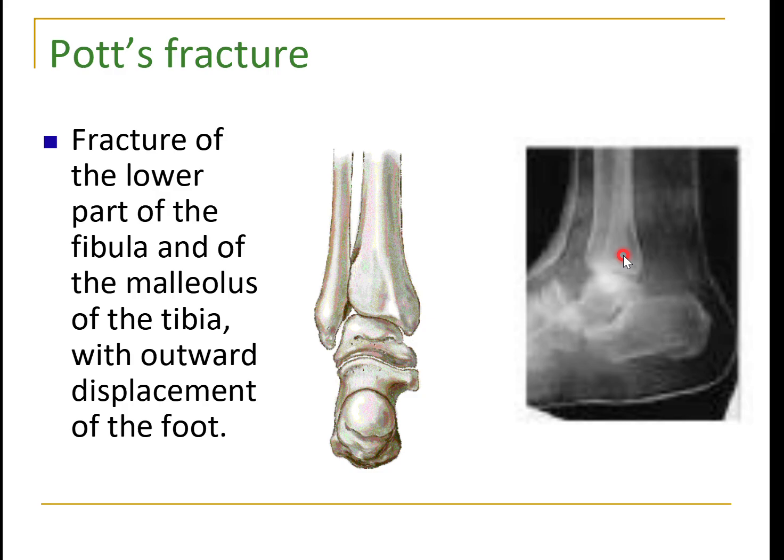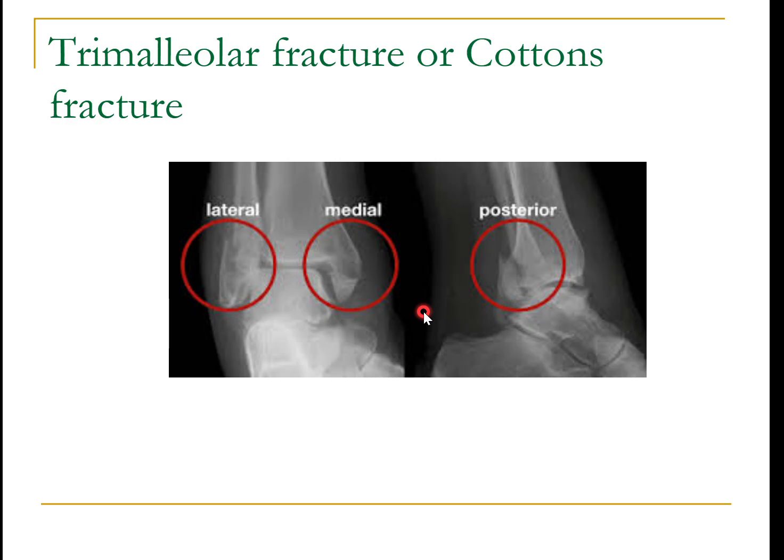Next, coming to the Pott's fracture. The fracture of the lower part of the fibula and the malleolus of the tibia with the outward displacement of foot is called the Pott's fracture. So if there is a fracture of the lower end of the fibula and tibia, that is the medial malleolus and the lateral malleolus, it is called the Pott's fracture.